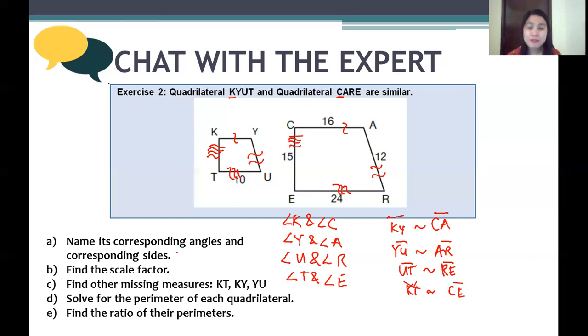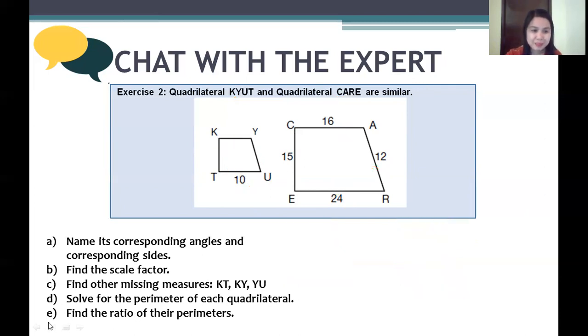The next, we find the scale factor. You just find one pair of sides that are proportional and they have given measures. So if you see these sides, right? So the scale factor will be 10/24. Or that's going divided both by 2. That's 5/12. That's the scale factor. Let's go to letter C. But before that, let me first write the scale factor. It's 5/12.